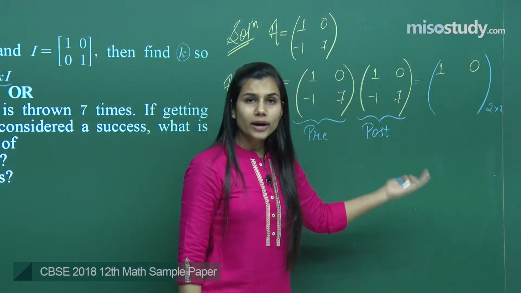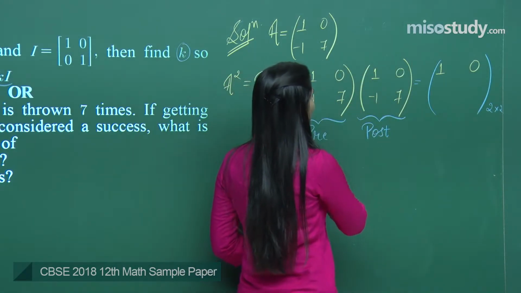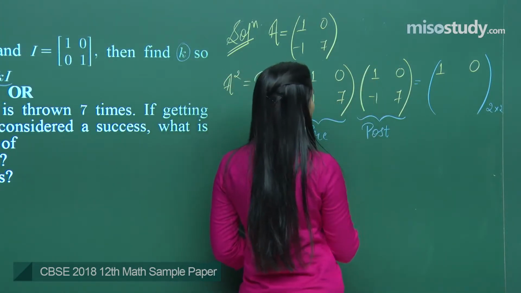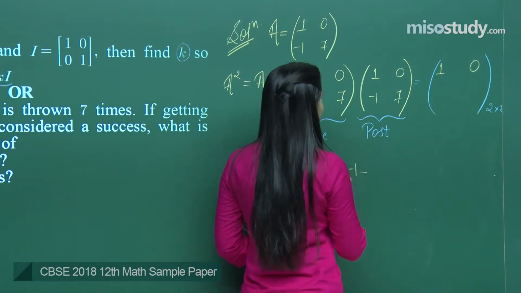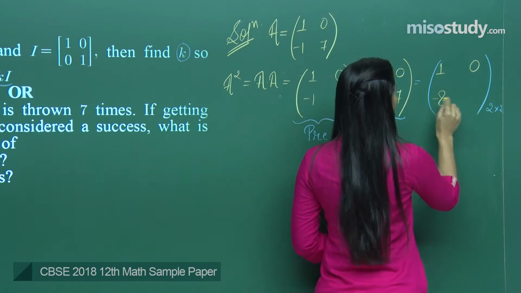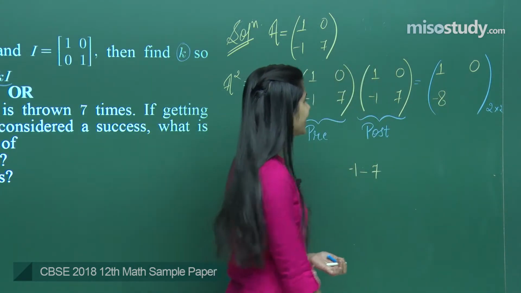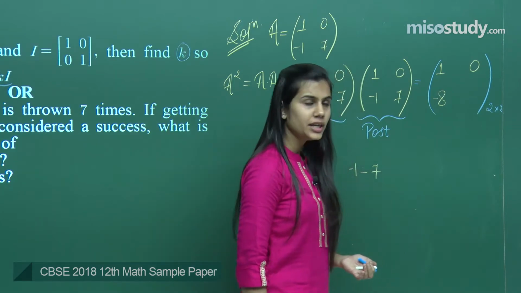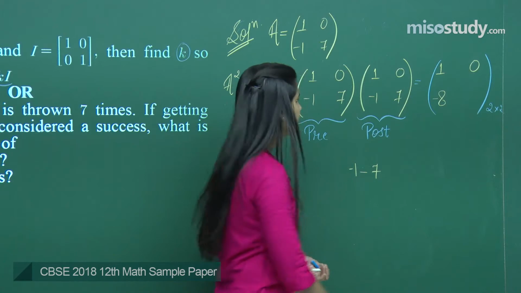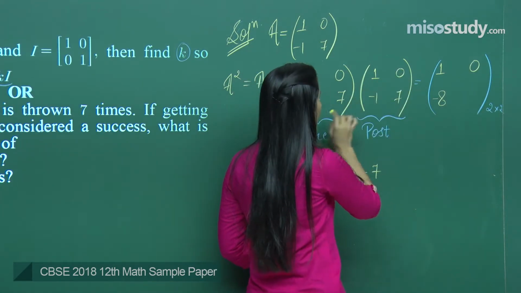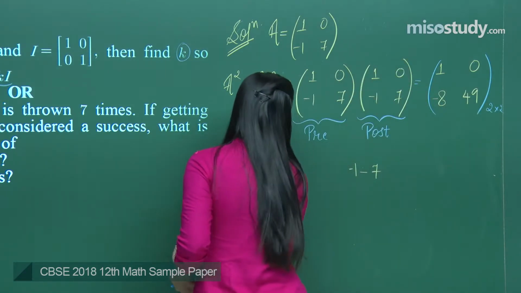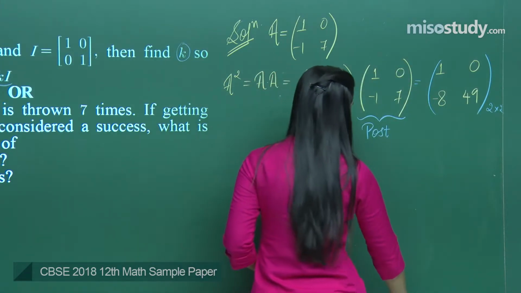Now I want the 2-1th entry. So second row from the pre, first column from the post. So you have minus 1 into 1 plus 7 into minus 1, which gives you minus 8. After that I want the last entry, the 2-2th entry. So from here you pick up the second row and from here you pick up the second column. So you get minus 1 into 0 plus 7 into 7. And this is what is your A square matrix.